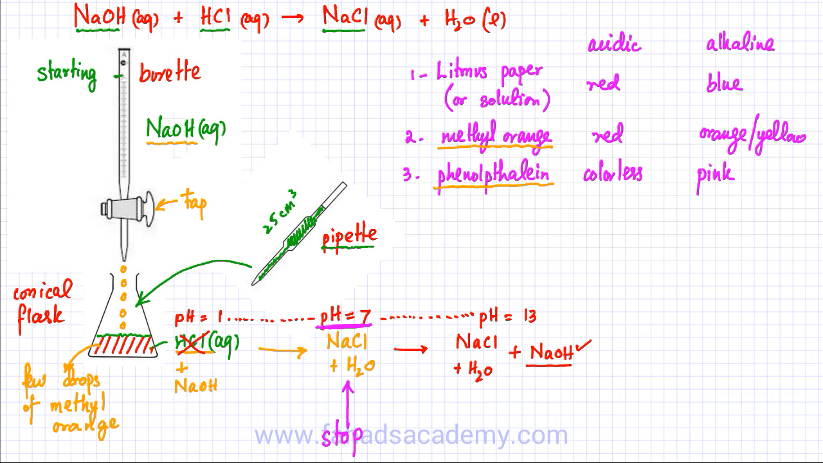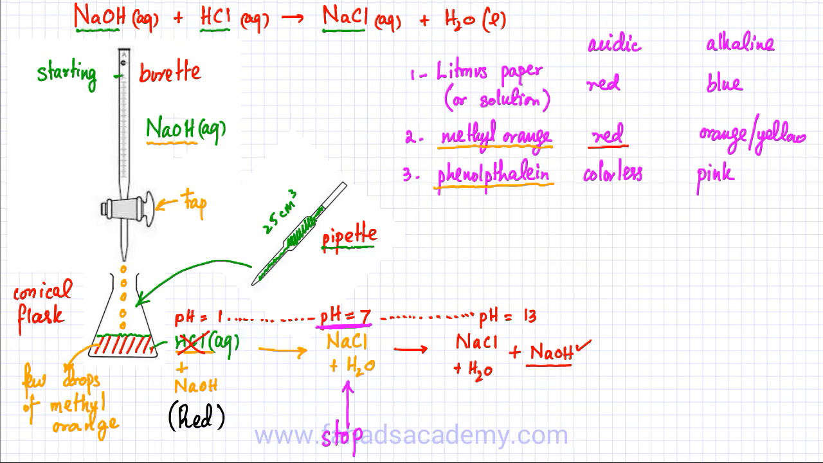Now, if I add a few drops of methyl orange, what's going to happen to the color of this solution? Initially, I had only HCl in this conical flask before I started adding NaOH. HCl is acidic, so methyl orange would give a red color. So initially my solution would be red in color. And as I keep adding NaOH, that NaOH reacts with HCl and forms NaCl plus water.